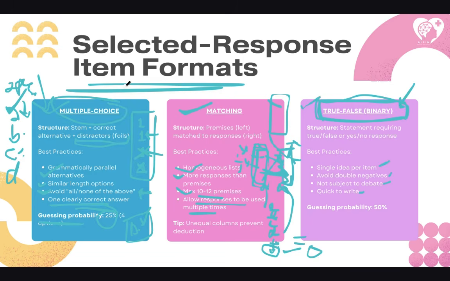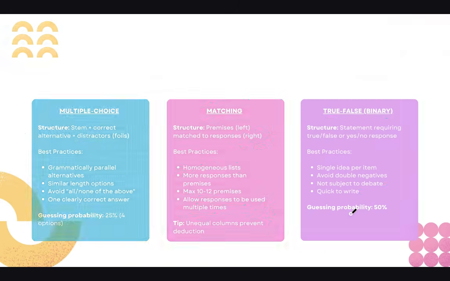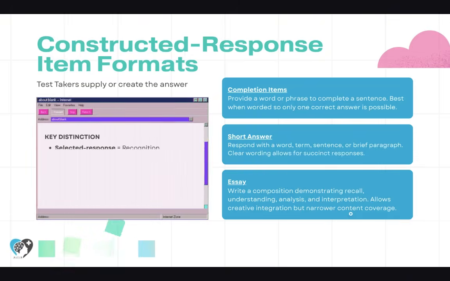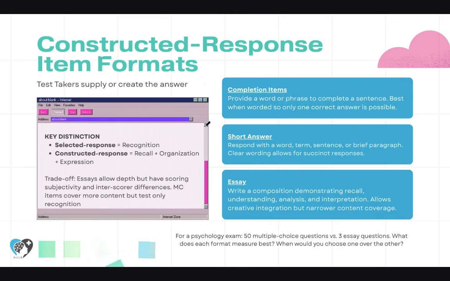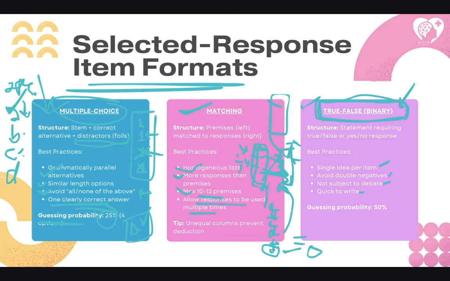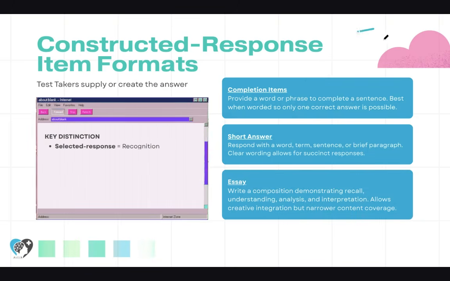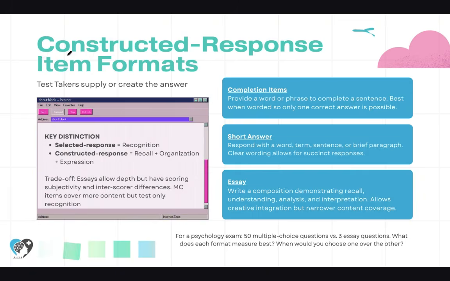Okay, so yeah. Now we also have constructed response item formats. So the previous ones, these are selected response items. Meaning the test taker chooses from the responses. But in the second part, the test taker will create. That's why this is called the constructed response item formats. Now, what is the distinction between the two? For selected response, it's just recognition and recall.